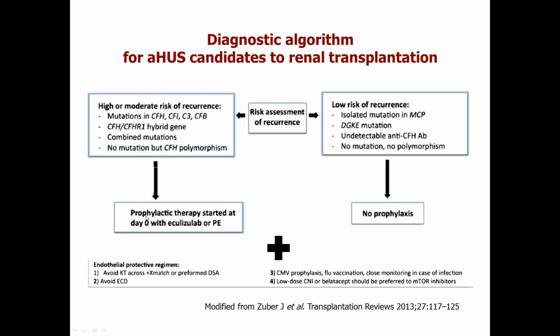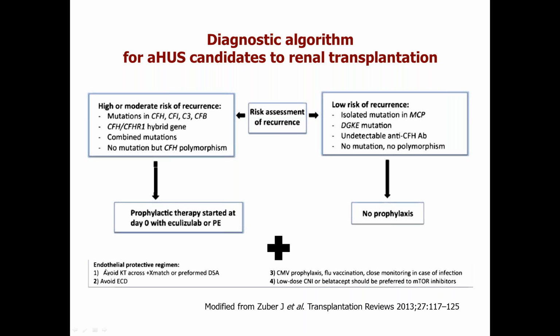We should start Eculizumab prophylactic therapy on day 0, with or without plasmapheresis. On the contrary, low risk mutations like isolated mutation of membrane cofactor protein and other mutations in non-complement genes, or undetectable complement factor antibody, and in those instances where no mutations are detected, we could use no prophylaxis and go to the kidney transplantation.